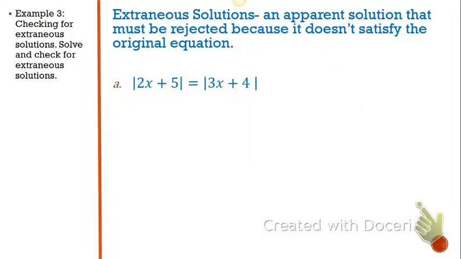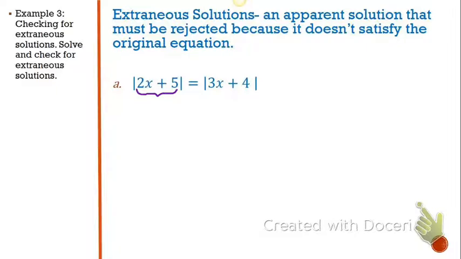Okay, so this is the last section. Now we're going to be checking for extraneous solutions, and we're going to solve the absolute values, okay? So this time we have absolute values on both sides of the equal sign. We have the absolute value of 2x plus 5 equals the absolute value of 3x plus 4. Okay, so this is going to work the same way, all right?